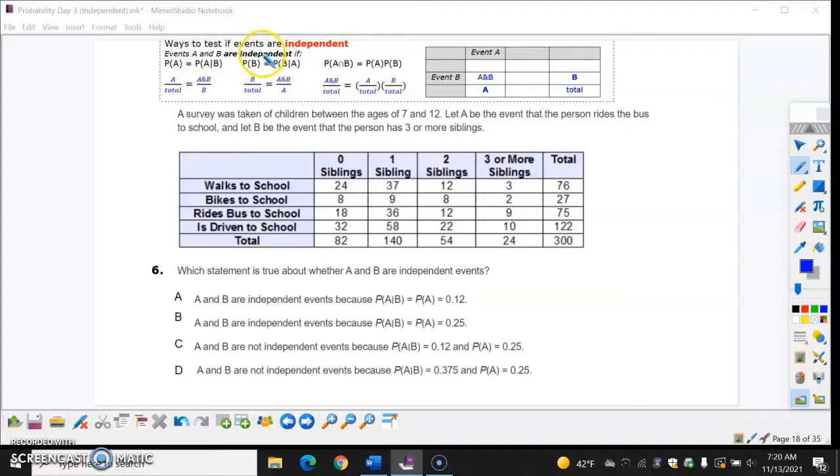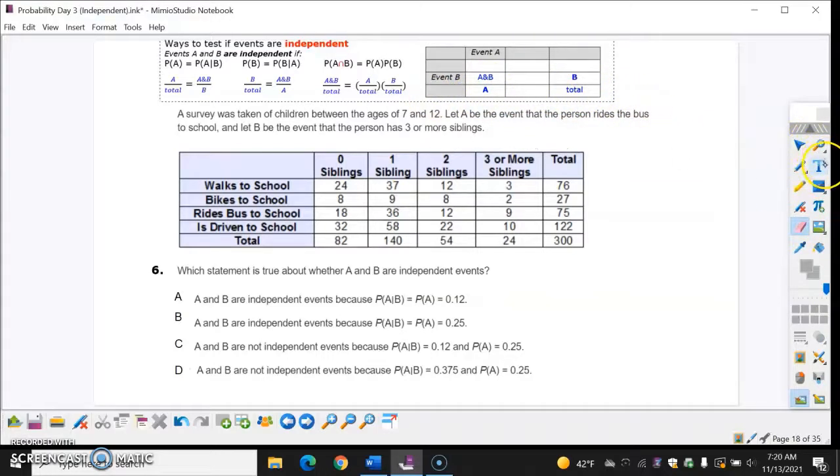So to test if events are independent in a two-way table, there's a couple different things we could do. We could see if the probability of A and B out of total is equal to the probability of A and B multiplied together using the product rule, or we can look at just if A and B out of B is equal to A out of the total, something like that.